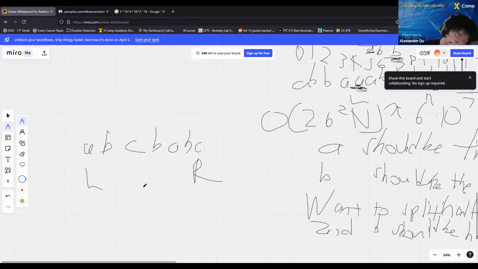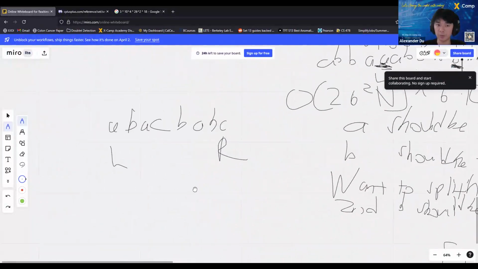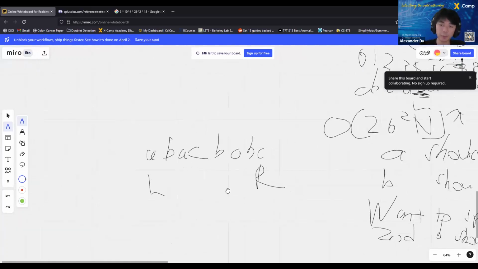Pretty clearly, A should be the first occurrence. We probably should just take L as the first letter. Because if we're matching up this letter A in this example with any other letters here, this is going to be the optimal letter to choose.